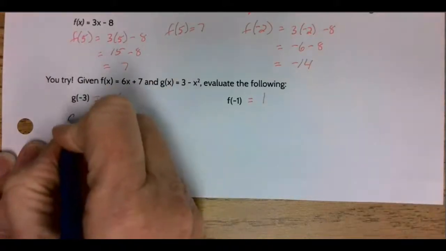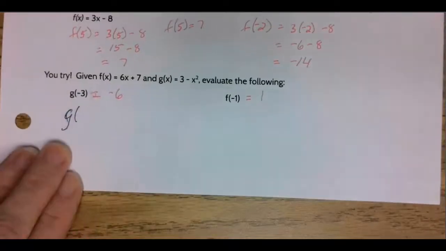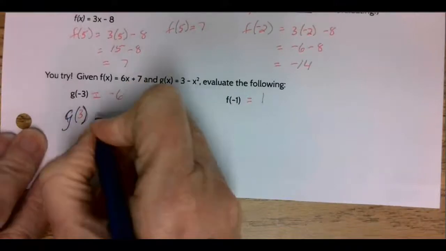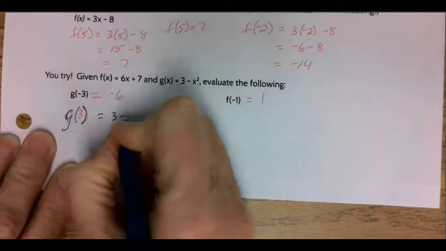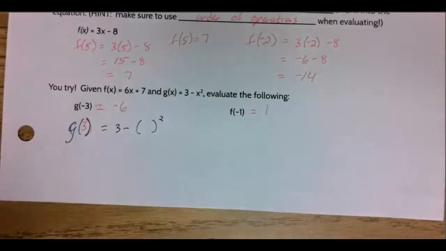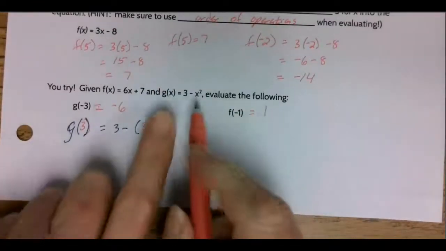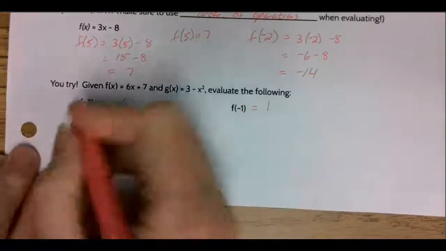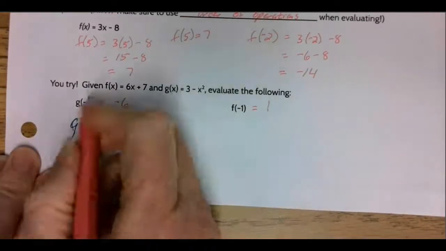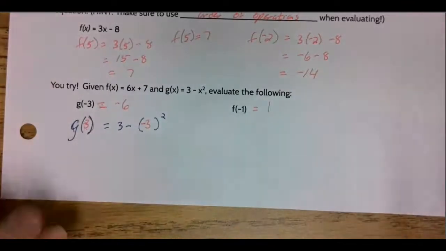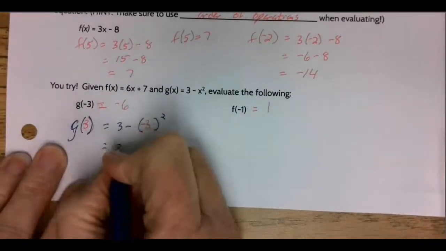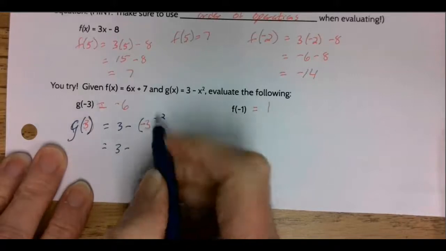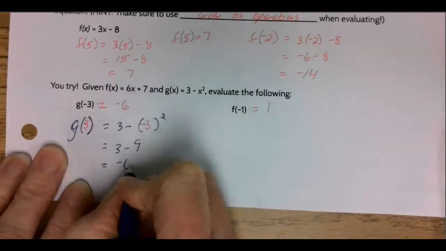So I want to find g of negative 3. I'm going to use different colors to emphasize where everything's going. So now I'm going to take 3 minus 3 squared. See how I just took wherever the x's were and put a negative 3 in, because they told me I had to find g of negative 3. Now I'm just going to simplify that, and I get 3 minus negative 3 squared. A negative squared is positive. Negative 3 times negative 3 is 9. So I get negative 6.